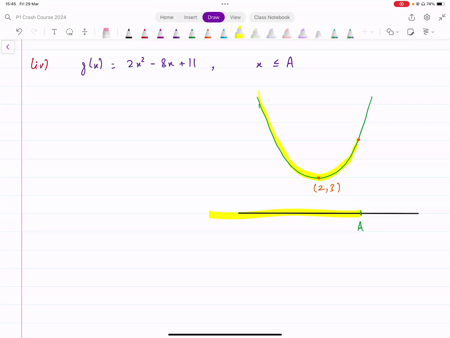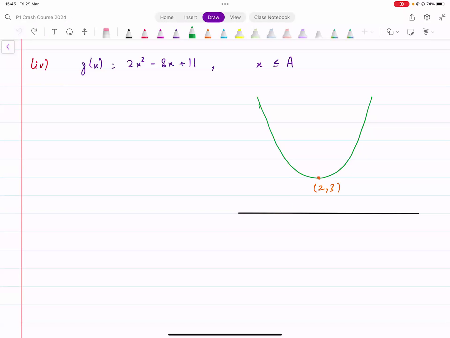This is not one-to-one because you can draw this horizontal line here in the yellow part that will cut the graph at 2 points. So it's not one-to-one. If, on the other hand, a was here and we had x less than or equal to a, that means this part. In that case, this part of the function would be valid. Is this one-to-one? Yes, this is one-to-one. So this could be one possible value of a because for this value of a, it is a one-to-one function.